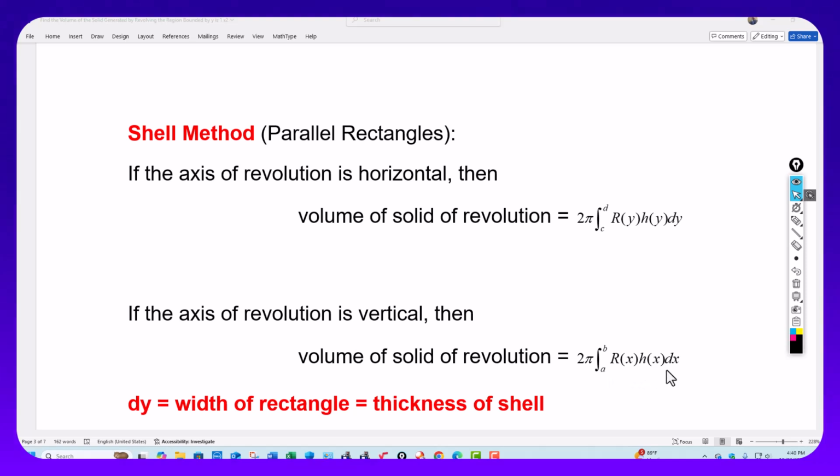So if you're using the shell method, the rectangle that you create to set up the integral is going to be parallel to the axis of revolution. Whereas in the disk method, the rectangle is going to be perpendicular to the axis of revolution, whether it's horizontal or vertical. The rectangle will be perpendicular to the axis.